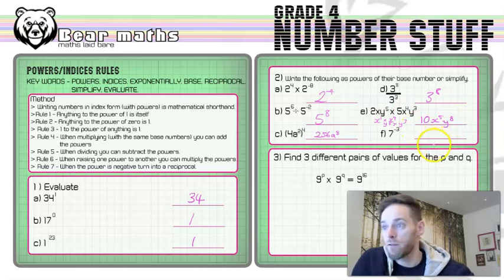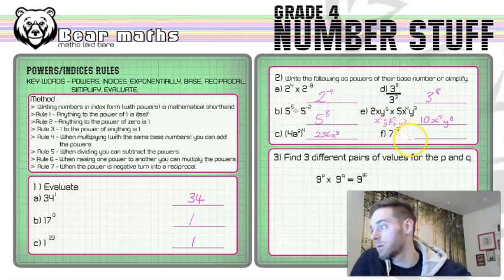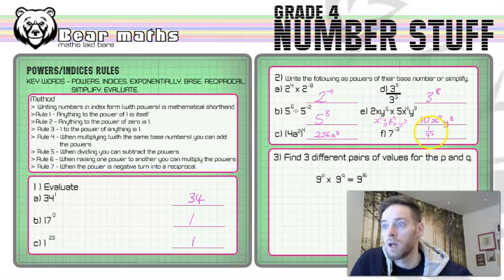Now in F, we've got 7 to the power of minus 3, and that's the one where we turn it into a reciprocal. Basically, turn it into a reciprocal, we're going to put 1 over, so 1 over, and then 7 to the power of positive 3. Okay, so 7 cubed. We might be able to evaluate that, in fact. It doesn't ask us to, but we could, if we know what 7 cubed is, it's 343, if we know your cube numbers. And then we got 1 over 343.